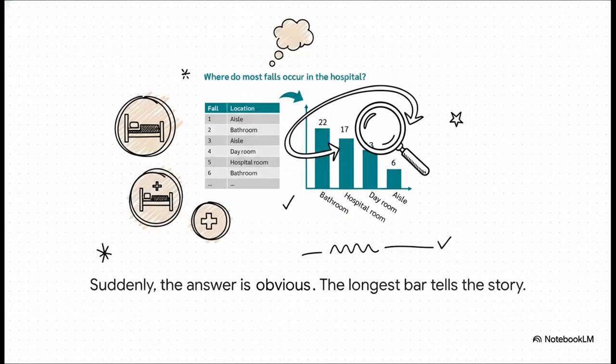But watch what happens when we turn that exact same data into a bar chart. Boom! Instantly, the story is crystal clear. That longest bar just jumps out at you. You know immediately that the bathroom is the biggest problem area. That right there, that's the power of a good chart. It gives you instant clarity.